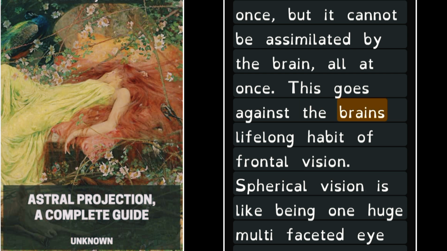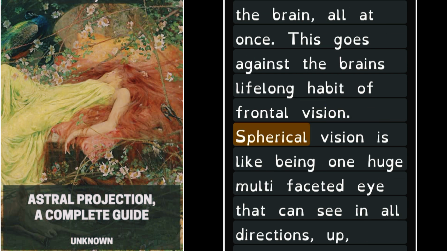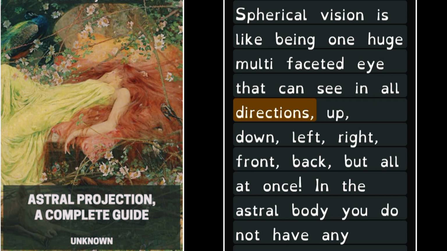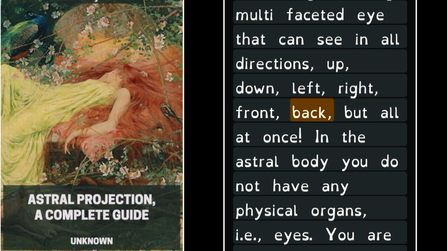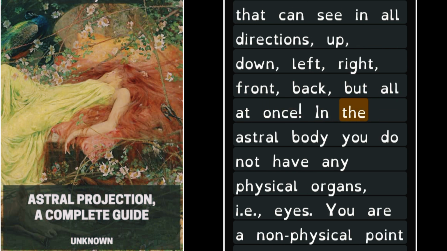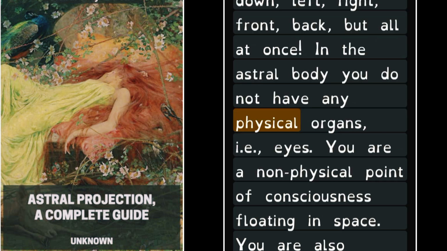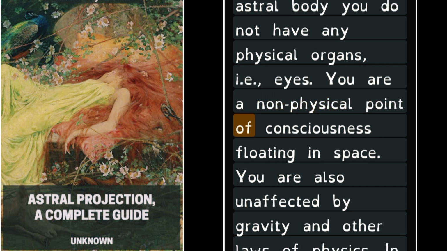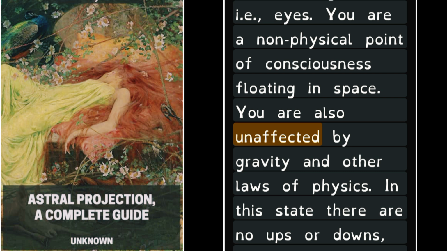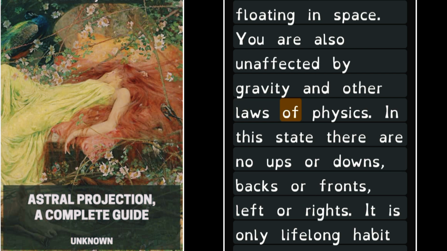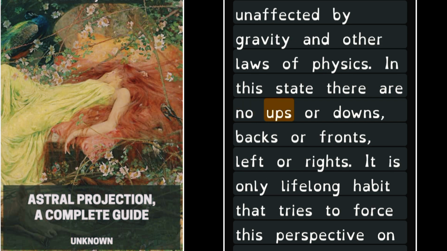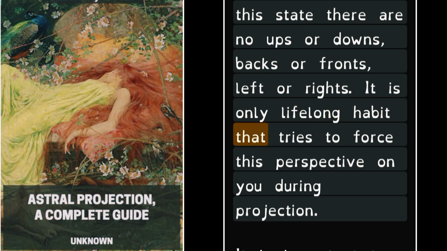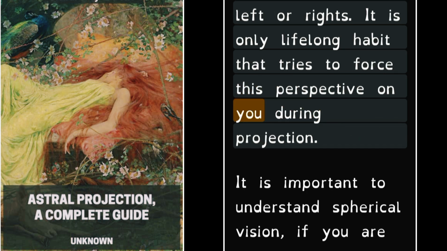This goes against the brain's lifelong habit of frontal vision. Spherical vision is like being one huge, multifaceted eye that can see in all directions, up, down, left, right, front, back, but all at once. In the astral body, you do not have any physical organs, that is, eyes. You are a non-physical point of consciousness floating in space. You are also unaffected by gravity and other laws of physics. In this state, there are no ups or downs, backs or fronts, left or rights. It is only lifelong habit that tries to force this perspective on you during projection.